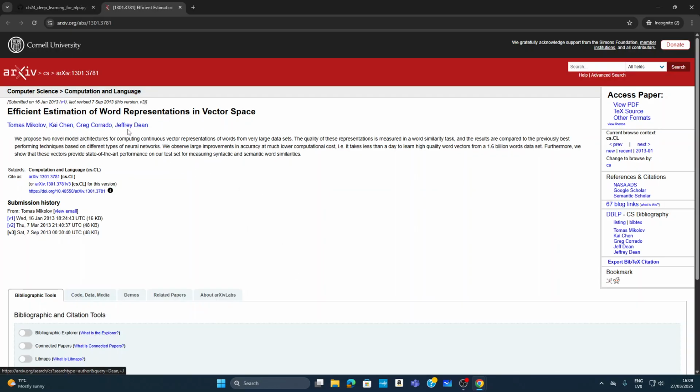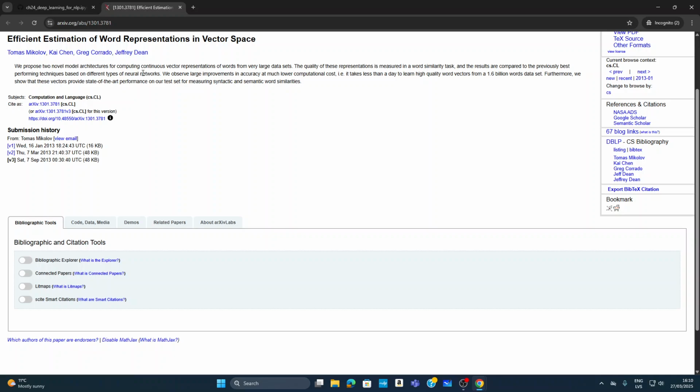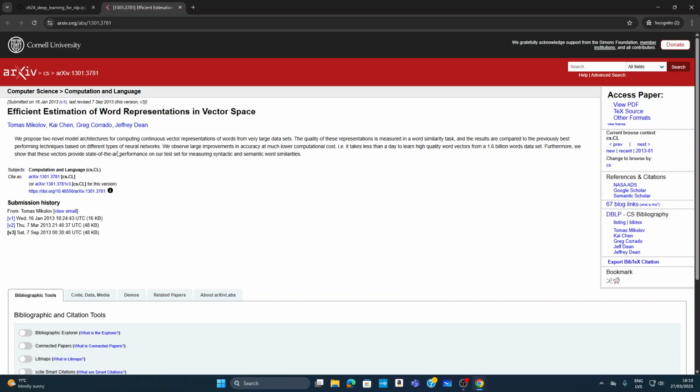Jeff Dean. This is like the best programmer at Google, basically. It's like the Chuck Norris of programming. There are jokes about Jeff Dean's programming. So he's one of the core contributors to this algorithm. And of course, Thomas Mikolov, Kai Chen, and the others are equally important. He's probably more of a supervisor here. And basically what it is, you feed it in words or sentences, and you get the outcome vectors.